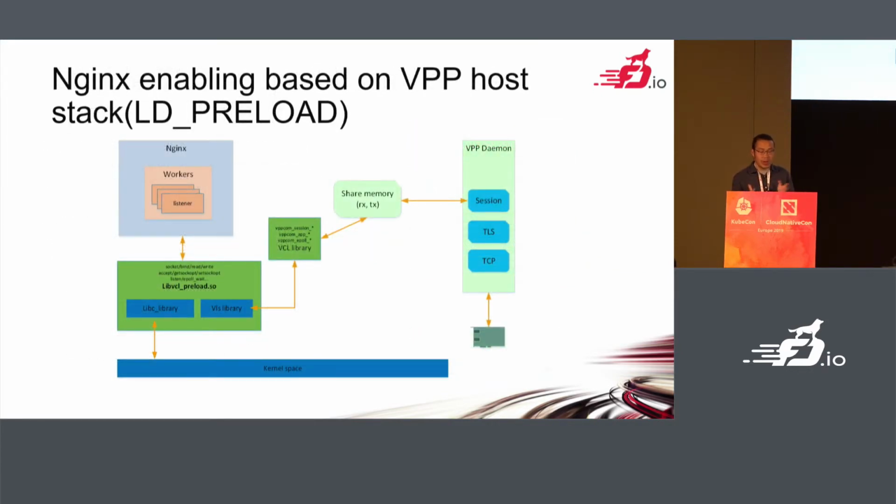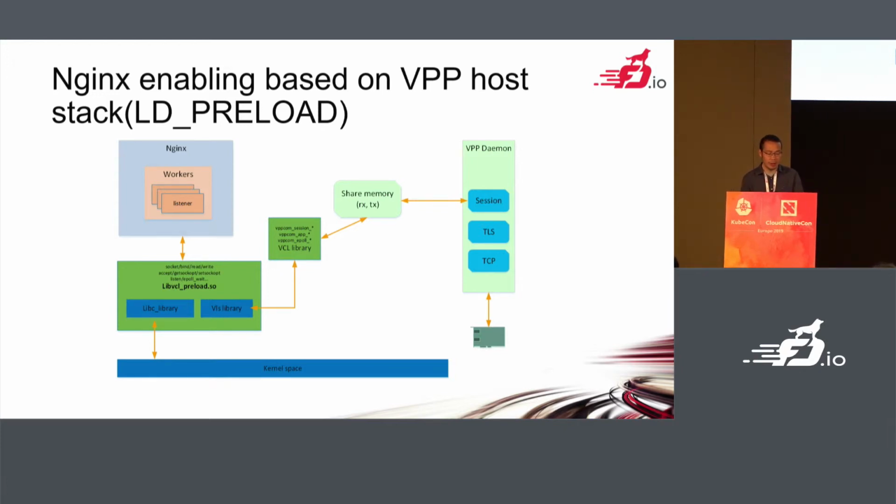And based on that solution, we can also propose the Nginx enabling based on the VPP host stack by LD preload. Unlike the VCL solution, LD preload is a more transparent way to provide the TLS support without any one-line changes in Nginx. We just do that. What we do is use LD preload to make all the system calls, such as socket, read, write, come to LD preload, come to the VCL preload .so.